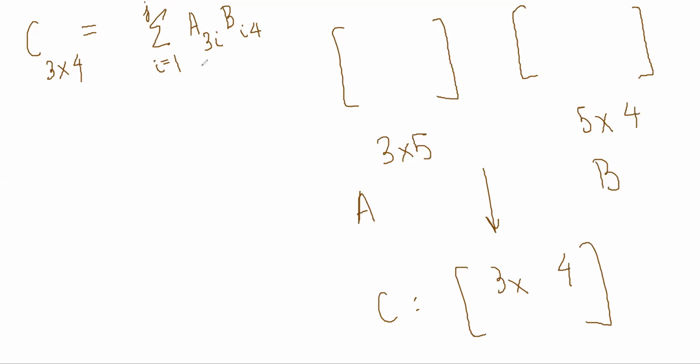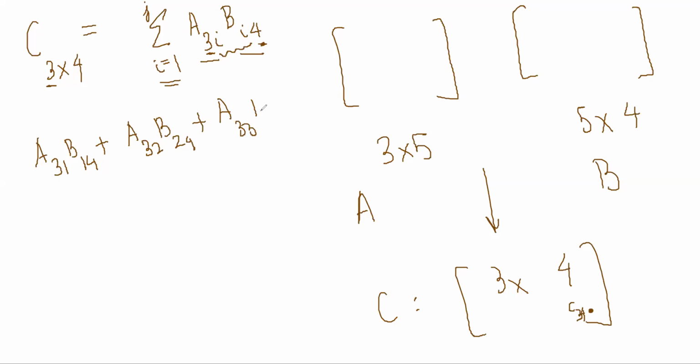So the summation, if you wanted to find an element 3 cross 4, somewhere here, in C34, you have to do a summation of this. The 3 and the 4 remain the same, and the index inside the summation is the variable. So it will be A31 B14 plus A32 B24 plus A33 B34.